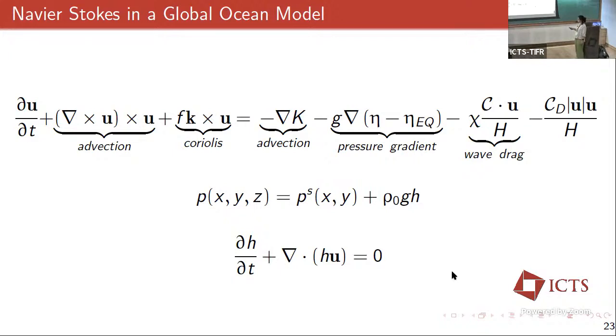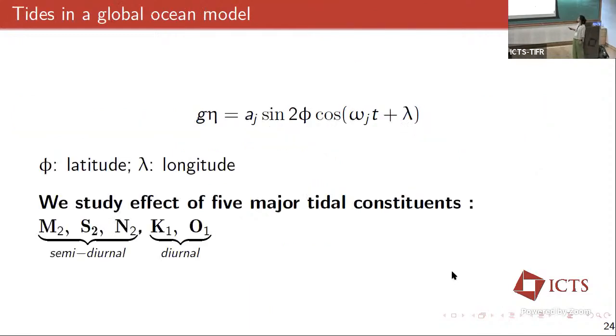Now then you have the Coriolis force and then the pressure gradient, which is most important here. And these are some drag terms. I will not go into the details of it here. So let's look at the pressure gradient. For the pressure, we have the hydrostatic approximation. So the pressure is a linear function of height of the ocean. And this is the horizontal advection of height. Just don't worry about it now. Let's look at the pressure gradient.